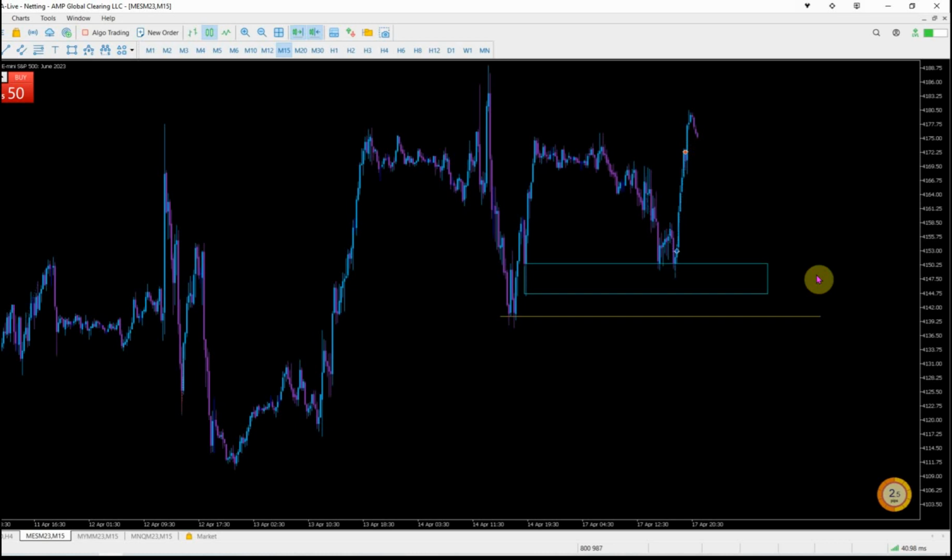I did get out a tiny bit early, but it was getting late in the session. This was about a half hour or an hour before the market closed, maybe an hour and a half, and I was going to be away from my chart. So it got up to this kind of resistance area, and I said, you know what, I'm just going to bail out now. And it did push up a little bit higher before the close, but I was fine with that.